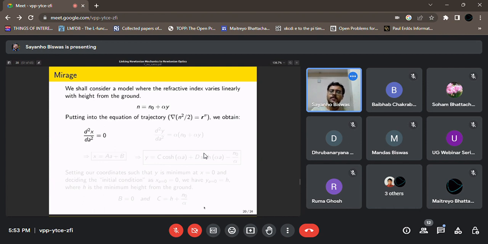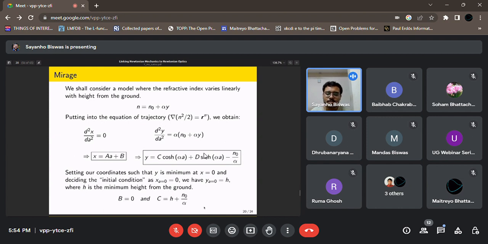What do we do? We now put it into the equation of trajectory. At this point it seems like I'm just speaking out the equation and substituting this and that, so I'll move on fast. I'll put the entire platter in front of you.